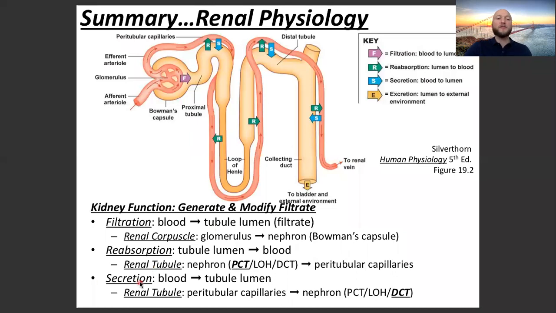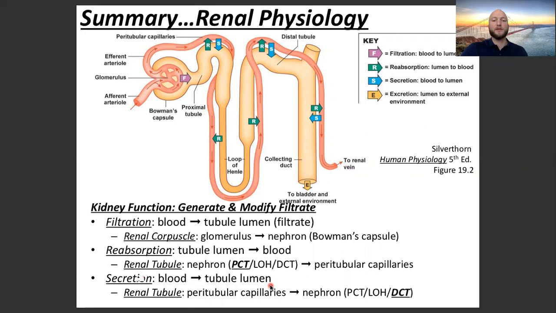And now let's look at secretion, the final process that's going to determine what eventually becomes urine. So secretion is going to happen primarily in the distal convoluted tubule. And our blood is going to be able to pass additional things that did not get filtered into the tubule lumen. So penicillin is an example of something that gets secreted.